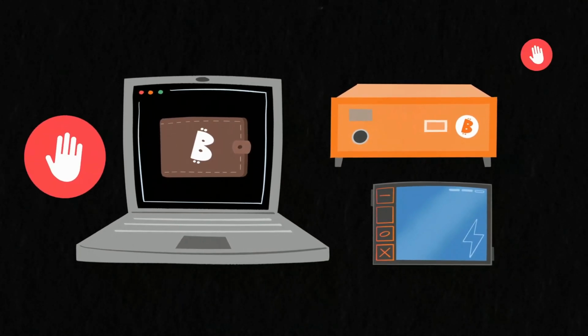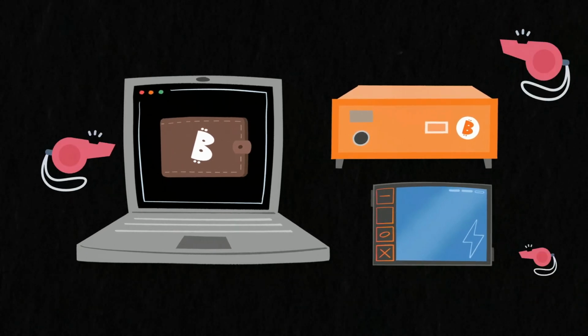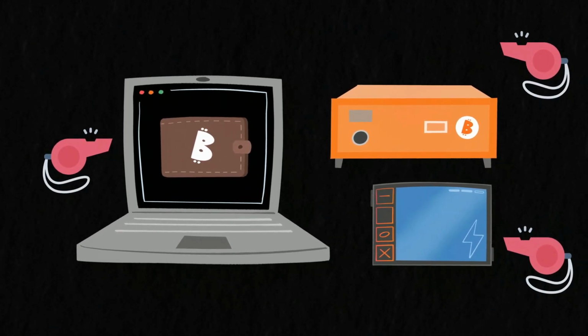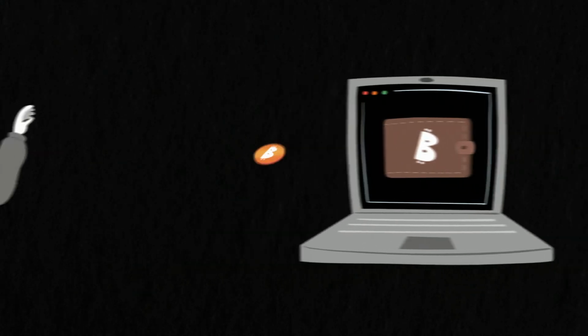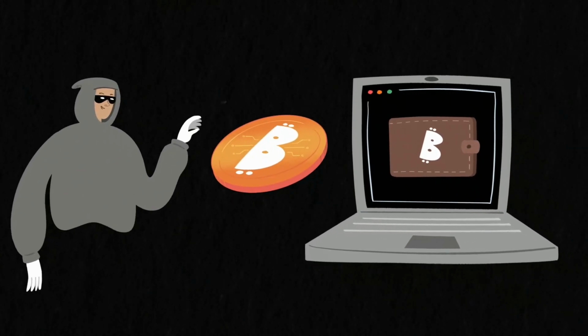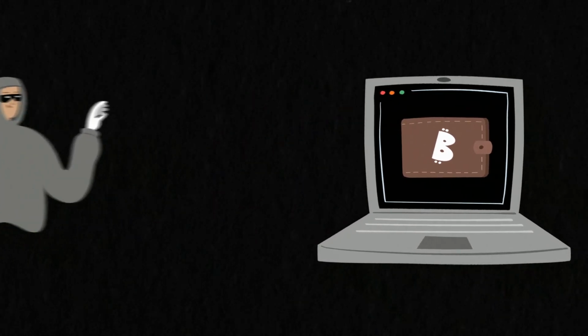Nodes ensure no single entity controls the network. Each node acts as a referee to verify transactions, ensuring that all participants follow the same rules. Nodes prevent fraudulent activities such as double spending, where someone might try to spend the same Bitcoin twice.